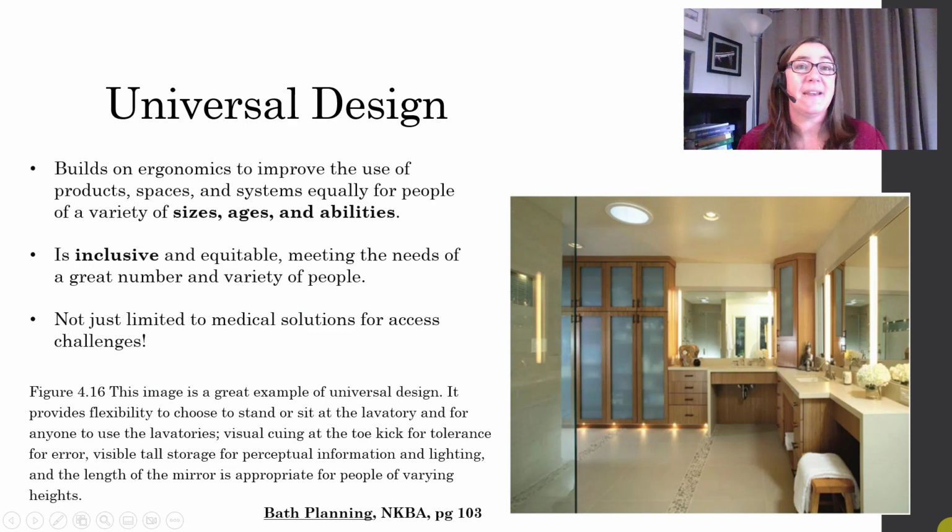This brings us to the idea of universal design. Universal design is a practice that builds on the human factors we just discussed to improve the use of products, spaces, systems, right? Equally for people of a variety of sizes, variety of ages, and a variety of abilities. Universal design is inclusive and equitable, right? And it meets the needs of a great number and variety of people.